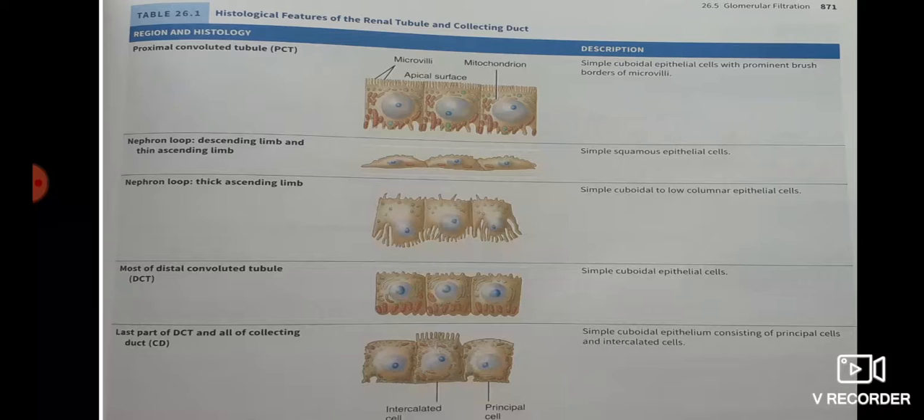That columnar epithelium is crowded together and makes the macula densa. Most of the DCT is simple cuboidal epithelium, and the last part of the DCT and the collecting duct have a simple cuboidal epithelium, which consists of principal cells and intercalated cells.